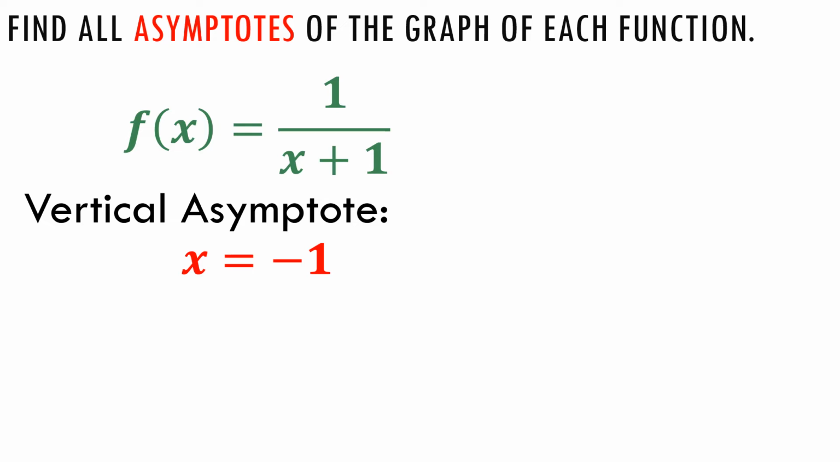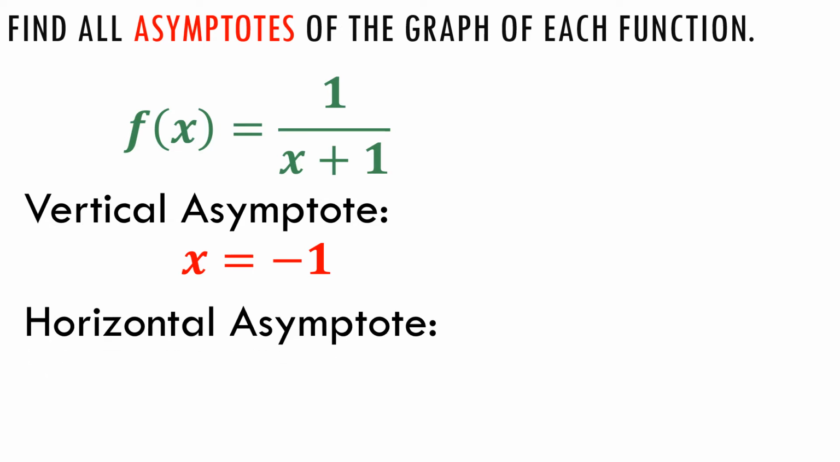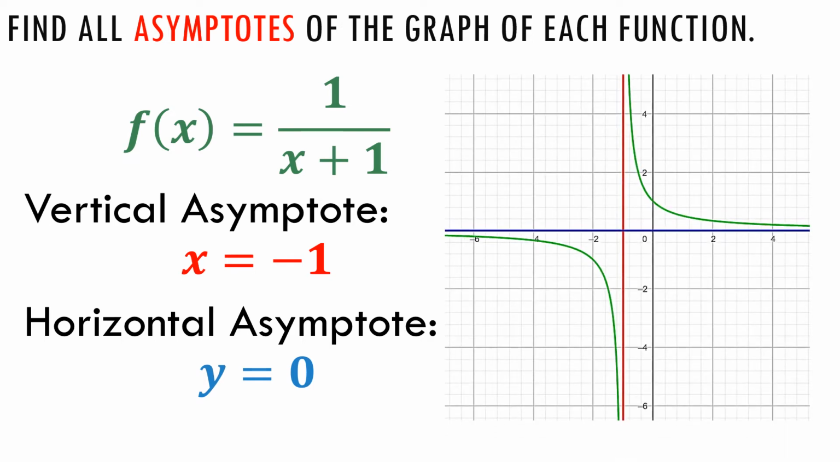For the other asymptotes, let's look at the degree of the numerator and the denominator. Since the degree of the denominator is greater than the numerator, where m is the degree of the denominator and n is the degree of the numerator, m is greater than n. Therefore, it is a horizontal asymptote, and we have y equals 0. I'm going to show you the graph. The green one is the graph of the rational function, and the red one is the vertical asymptote. The blue one is the horizontal asymptote, and as you can see, the graph of the rational function gets closer to the asymptotes, but it never touches them.